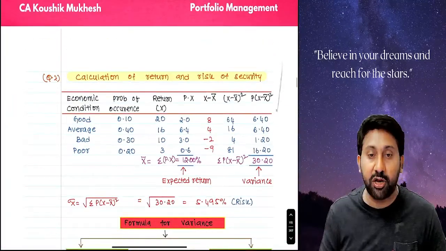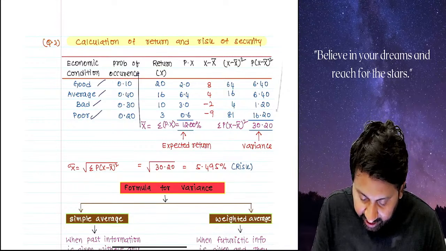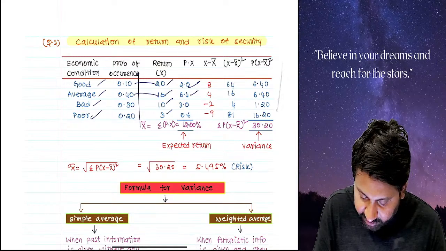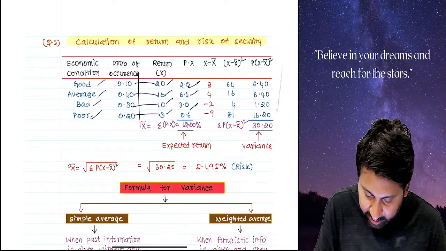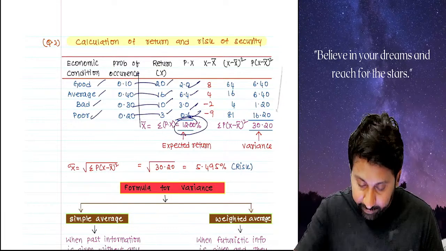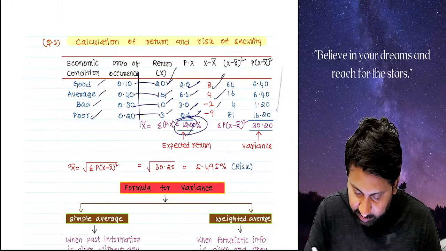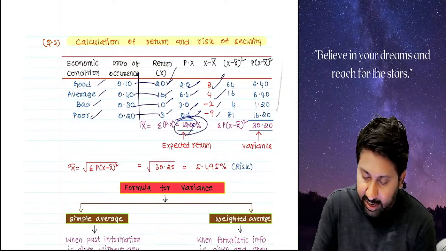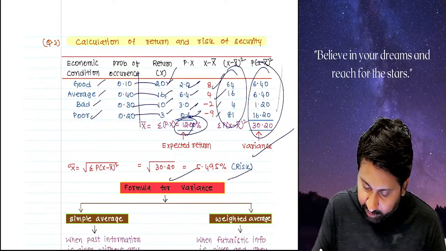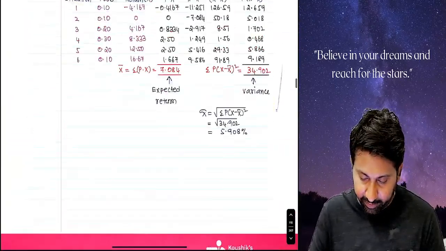Next, one question on probability. Let us see. Good, average, bad, poor: four situations with probabilities. Returns are 20, 16, 10, 3. 20 into 0.12, 16 into 0.4 gives 6.4, 10 into 0.33, 3 into 0.2 gives 0.6. This is the total PX. PX means what? Total return. 20 minus 12 is 8, 16 minus 12 is 4, 10 minus 12 is minus 2, 3 minus 12 is minus 9. Then X minus X bar the whole square. So sigma P into (X minus X bar) the whole square is the variance. If you take the root, you will get the standard deviation. Done. Next.